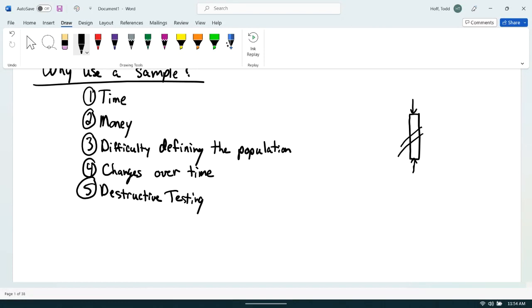Well, we can't test every part, because if we test every part, there'd be no parts to sell. The testing destroys the part. That's the destructive part of it.